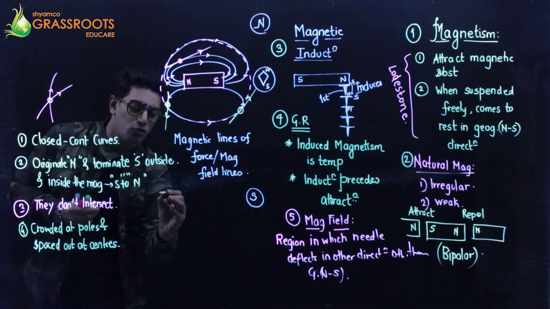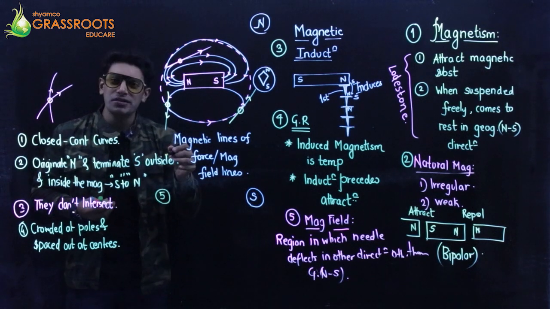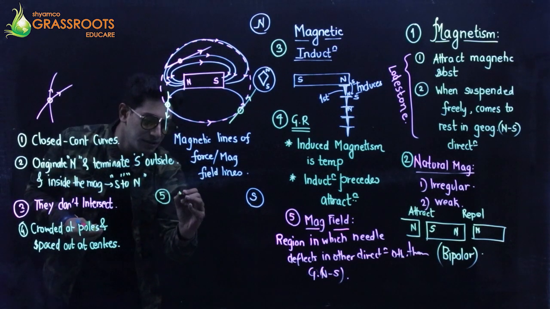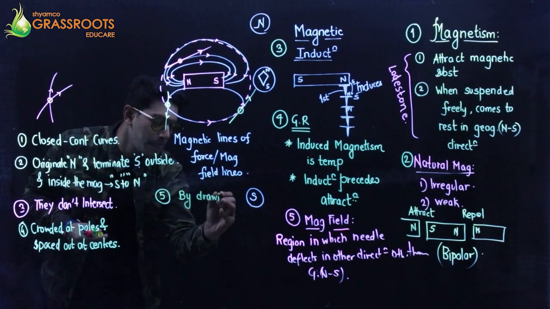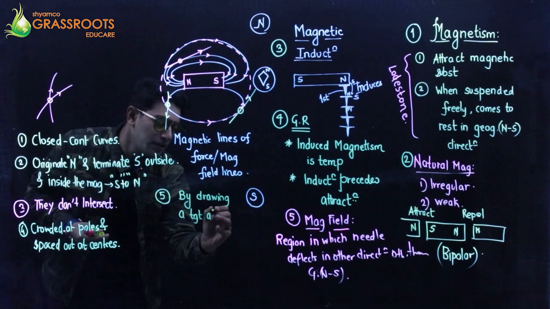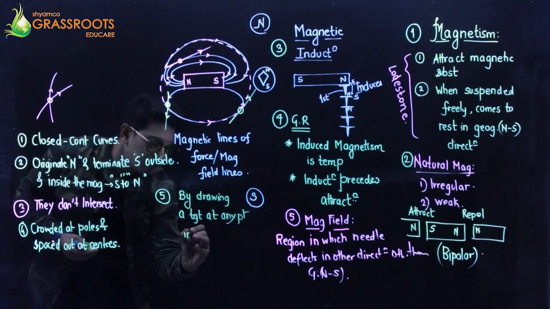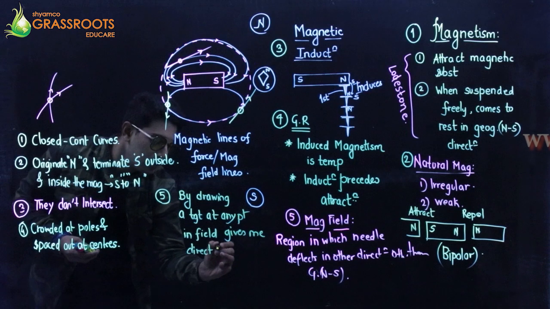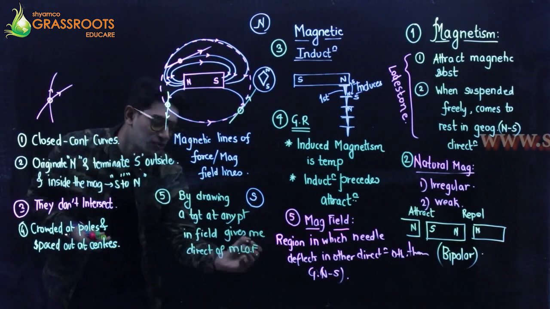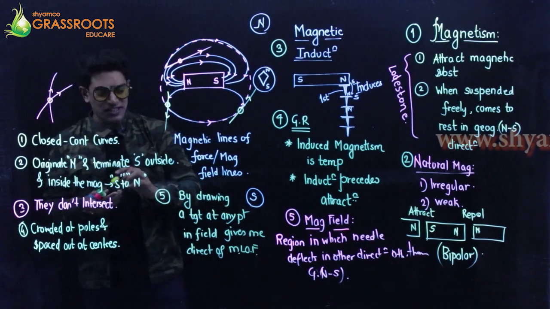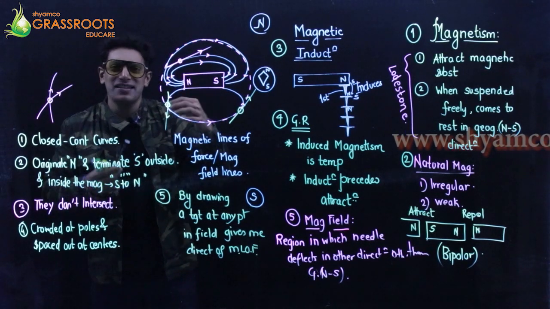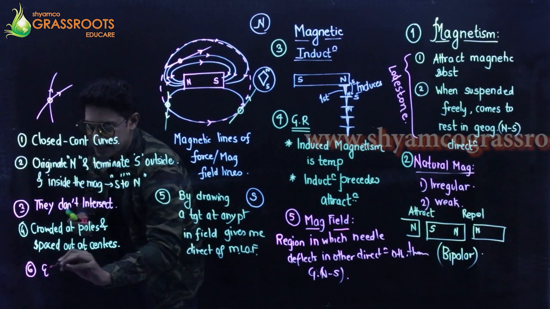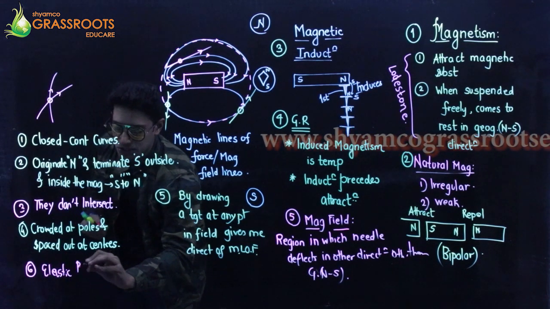The fifth point, it is the same thing, what I spoke a few minutes back, that at any point, by drawing a tangent, we can get the direction, okay, of the magnetic lines of force. By drawing a tangent at any point in the field gives me the direction of magnetic lines of force. You can't use the shortcut, but I have. Sixth pointer, they act as elastic rubber strings.